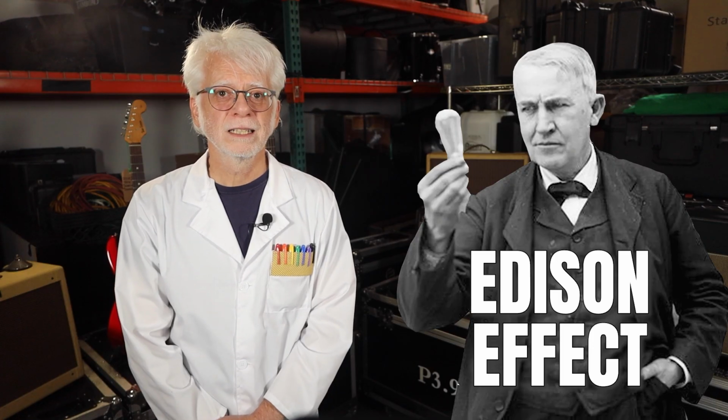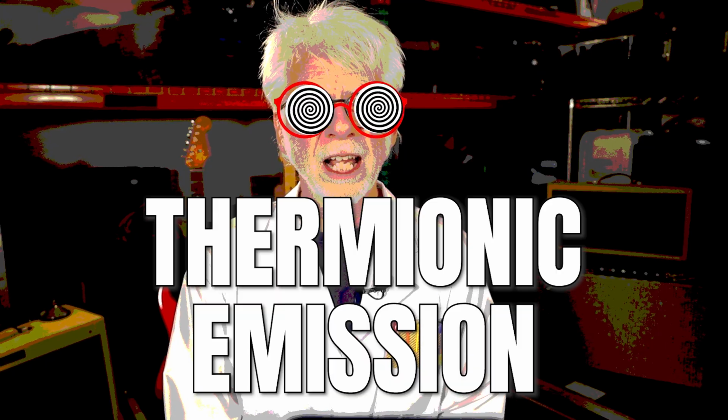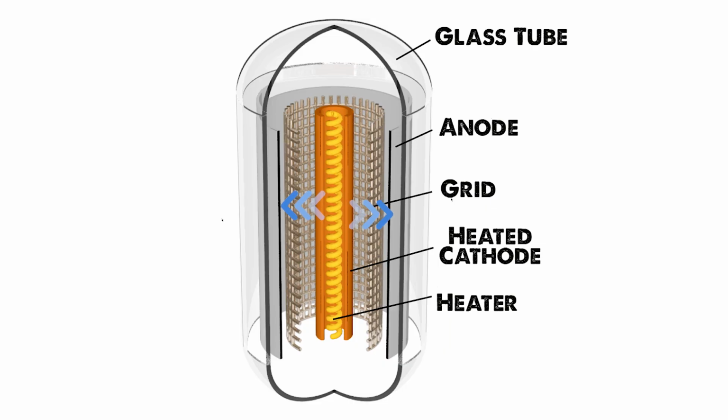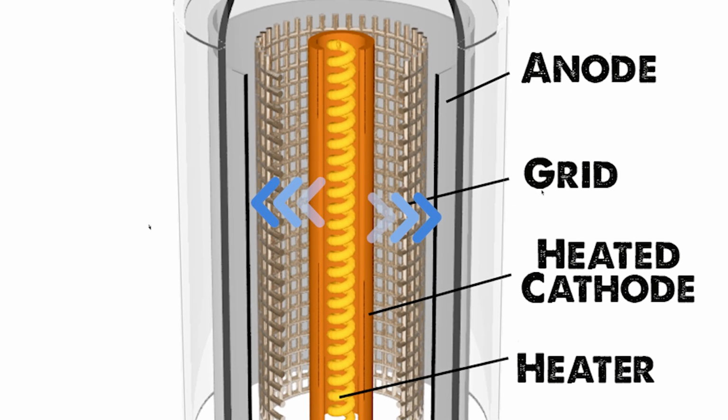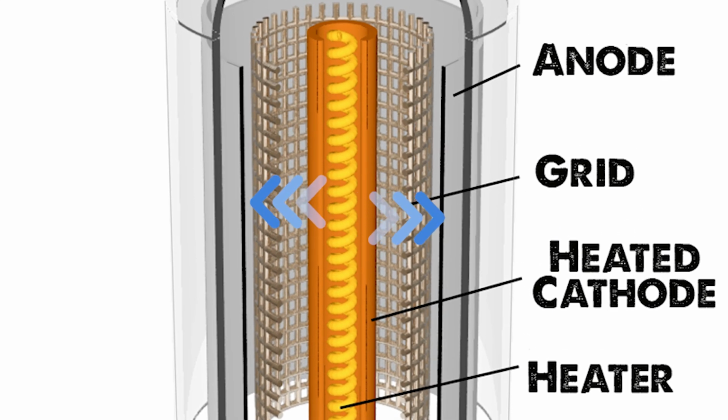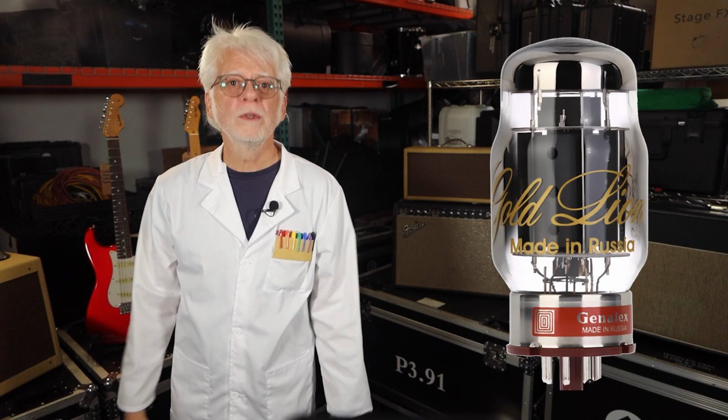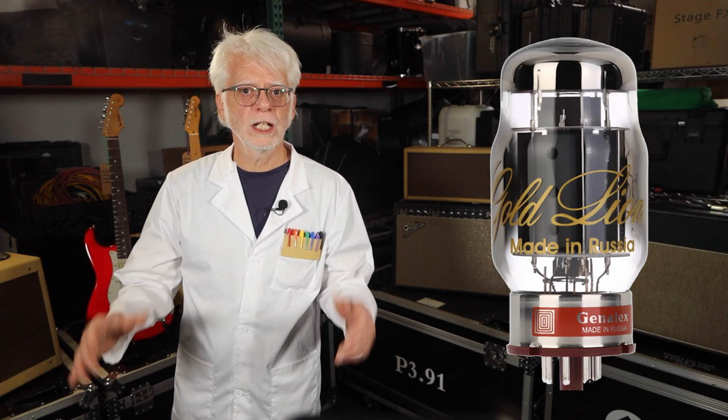The Edison effect, also known as thermionic emission, is a phenomenon where electrons are emitted from a heated surface, like a filament in a light bulb, and can flow to a cooler metal plate in a vacuum, forming a one-way flow of electricity. The more you push a tube, the more it naturally compresses and distorts. That's what gives tube amps their signature feel.